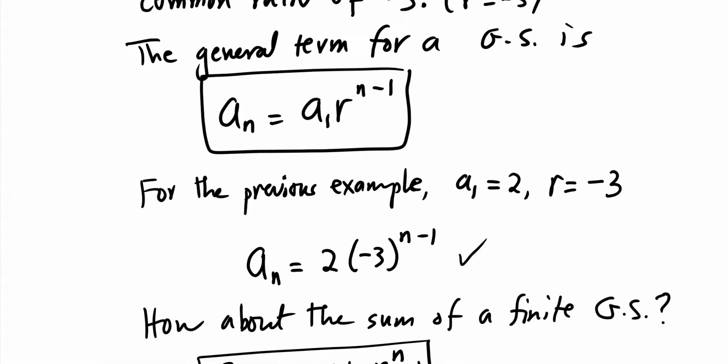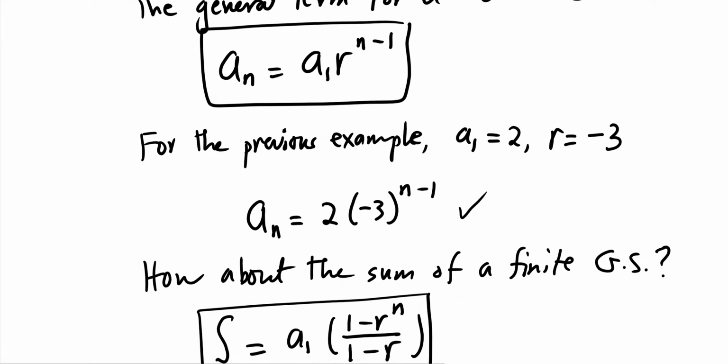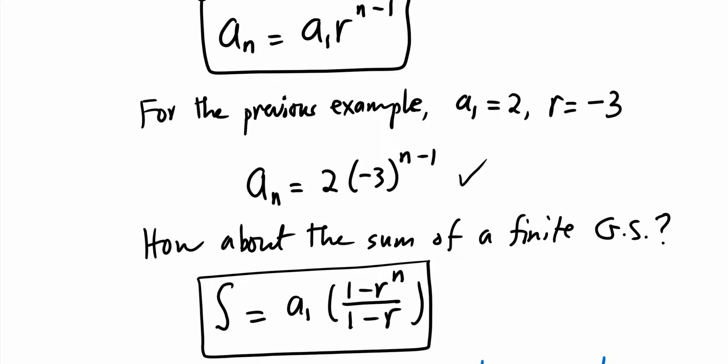So how about the sum of a finite geometric series? Unlike arithmetic series, where we had only one formula for the sum, in geometric we're going to have two formulas, one for finite and one for infinite. The finite one is a_1 times 1 minus r to the n over 1 minus r. That's for the finite geometric series. Here r is again the common ratio, and a_1 is the first term. Finite means it ends, it stops somewhere.